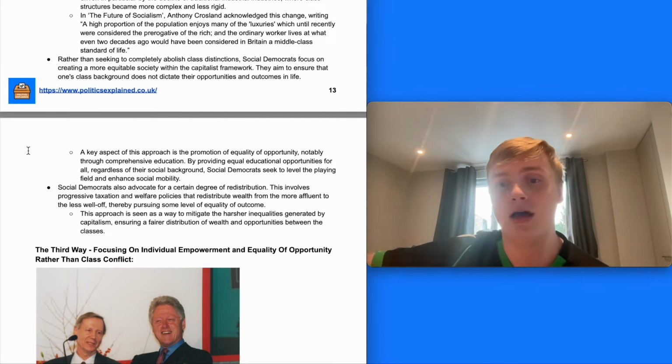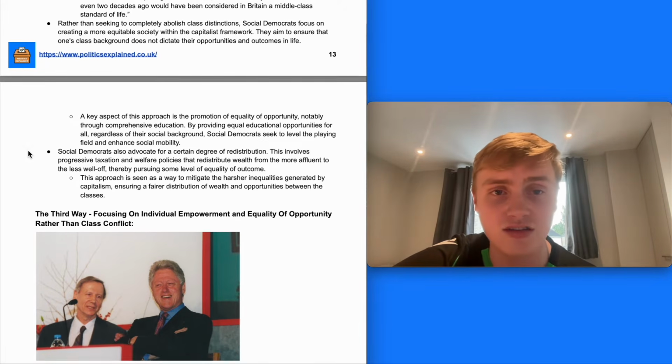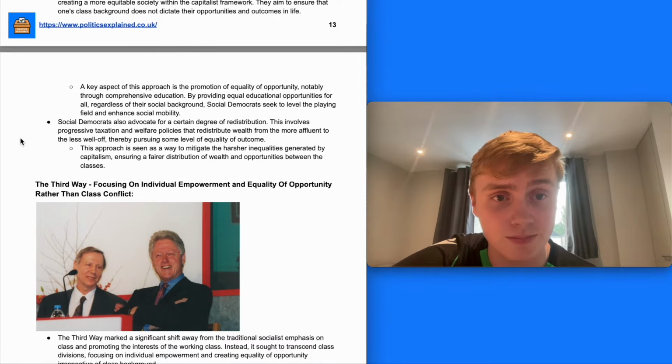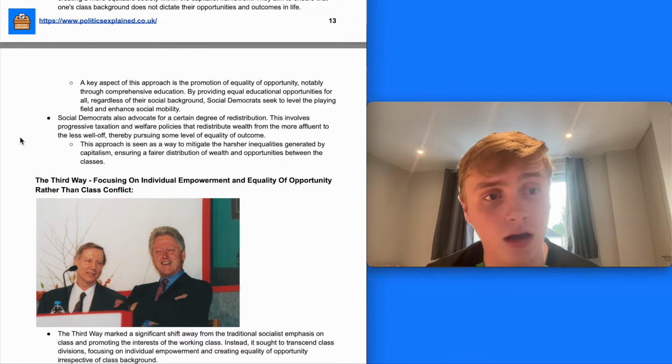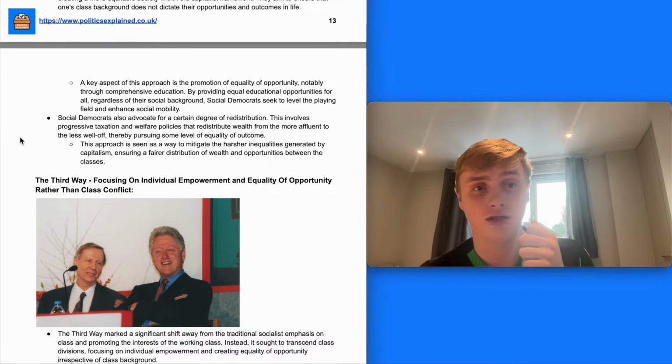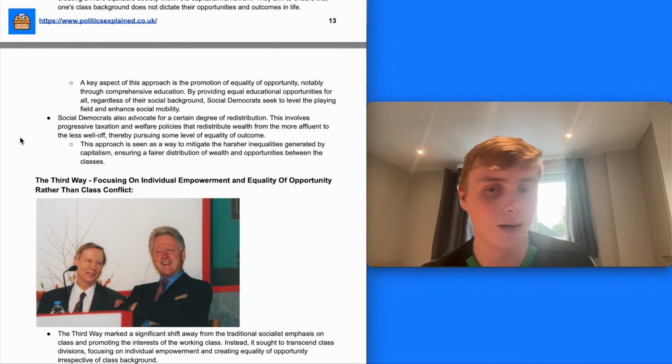And to promote that, you see the real promotion of equality of opportunity in society through comprehensive education. But they do also advocate for a certain degree of redistribution through progressive taxation and welfare policies that distribute wealth from the richer to the poorer, to therefore still pursue some level of equality of outcome.